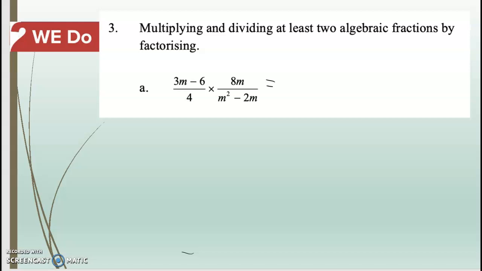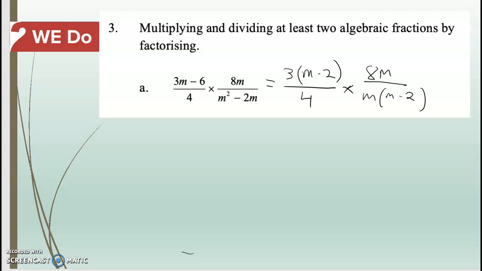So 3m minus 6, I can take out a 3, and that becomes 3(m minus 2), divided by 4, times by 8m over, on the bottom we can see another common factor of m, and so m minus 2.